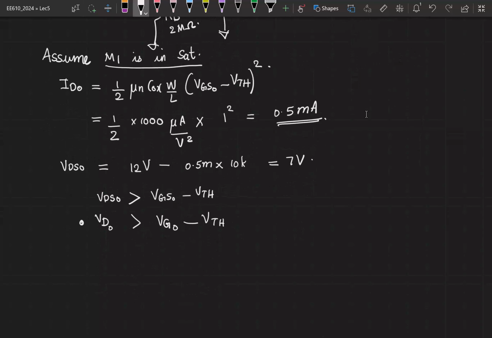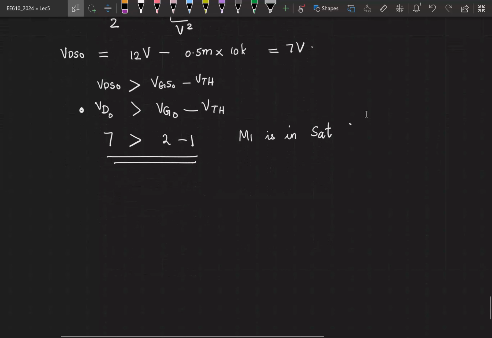So your drain voltage is now 7 volt. This is 2 minus 1 and this condition is clearly satisfied. So M1 is in saturation. Okay. So next we have to calculate the small signal gain. We will start by sketching the incremental equivalent circuit.